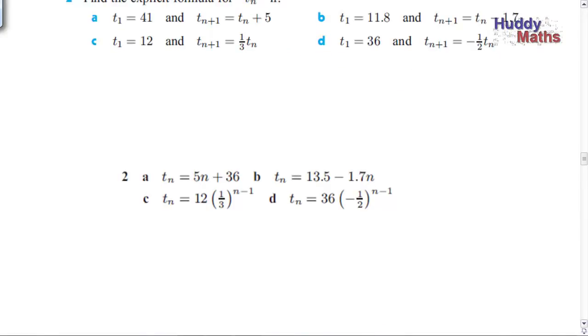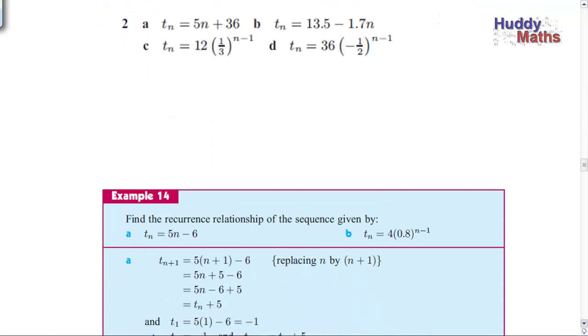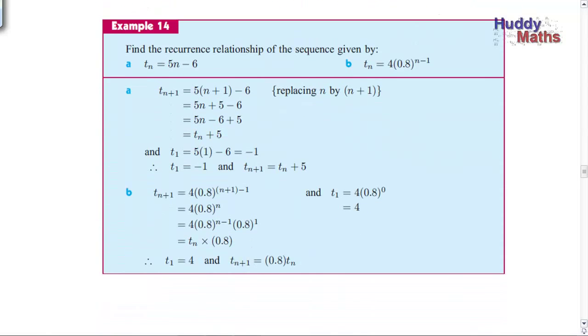Okay, let's go on now and have a look at some other things. There's some interesting things coming up, some quite heavy mathematics, so stay with us here. Find the recurrence relationship of the sequence given by, now this time we're going from explicit formulas for Tn in terms of n and going to a recurrence relationship.